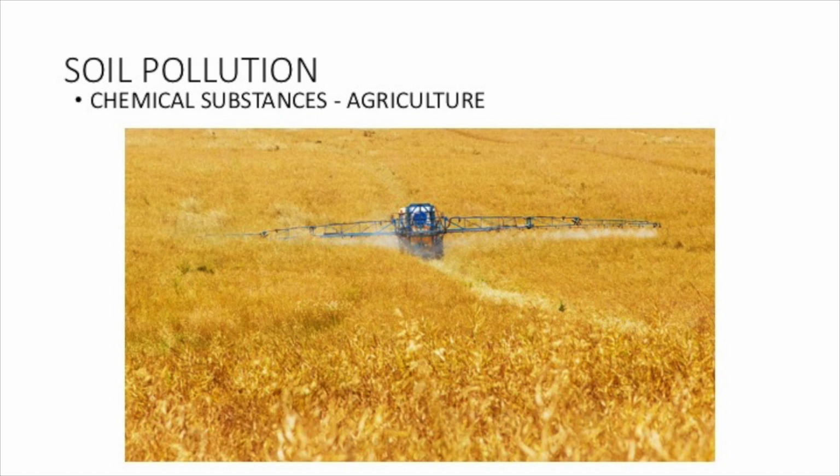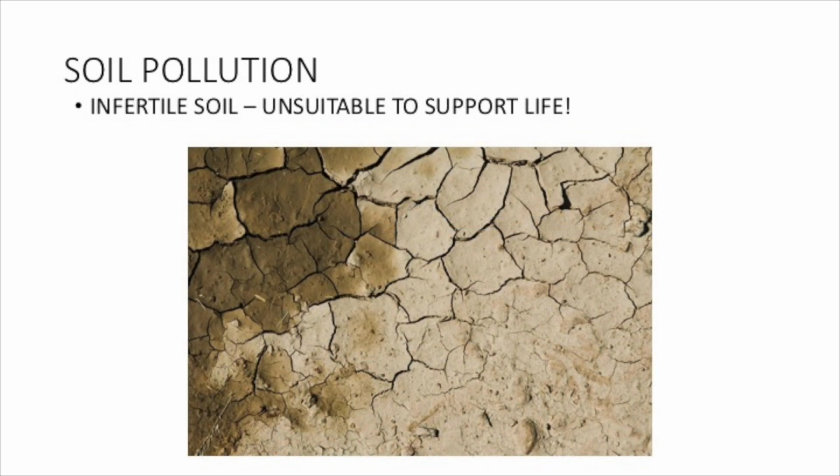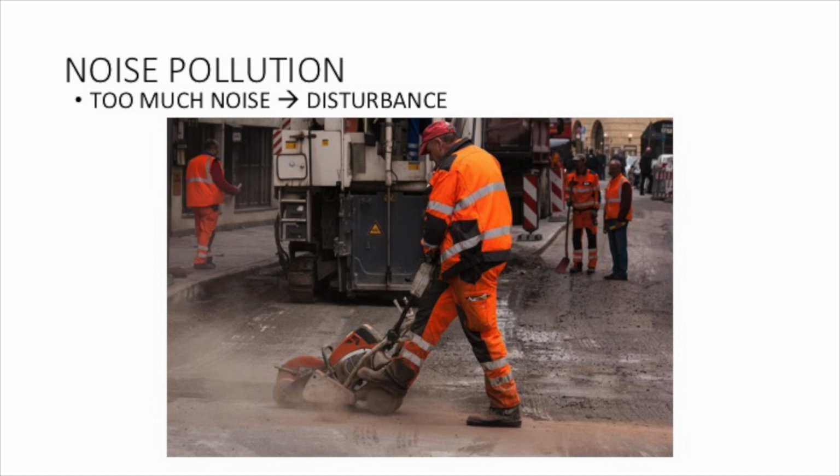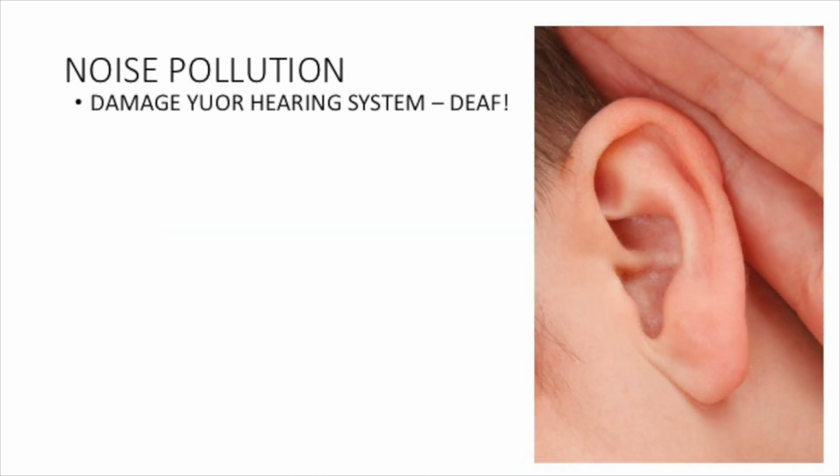Another type of pollution, soil pollution, through chemicals. And chemicals will make the soil infertile. Does anybody know what the word infertile means? It means cannot grow. If something is infertile, it cannot grow. So if the soil's infertile, it will look like this, dry and bare. And another type, noise pollution, which means too much noise, very loud, hurts our ears and damages your hearing system.